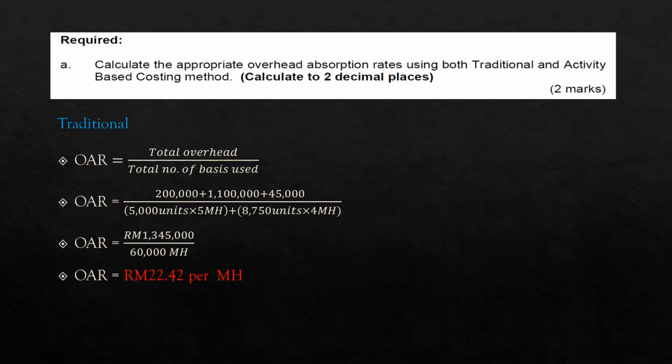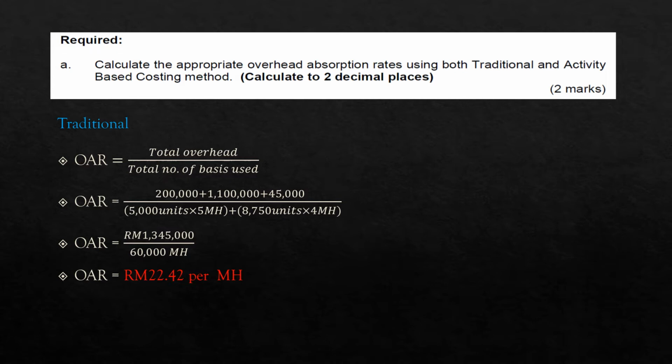In question A, you need to calculate the appropriate overhead absorption rate using both traditional and activity-based costing methods. Your answer needs to be rounded up to 2 decimal places. First, we will begin with the traditional method. To calculate OAR, the formula is total estimated overhead divided by the total number of basis used. The basis used for the traditional method, as stated in the first paragraph, is machine hour.